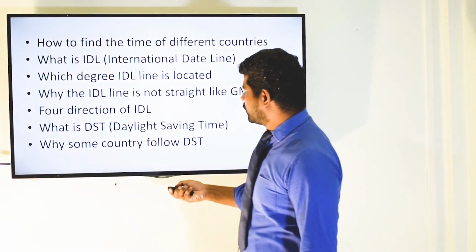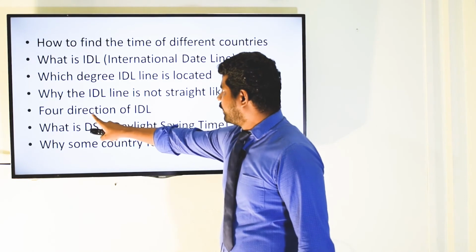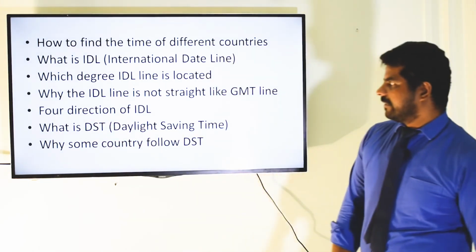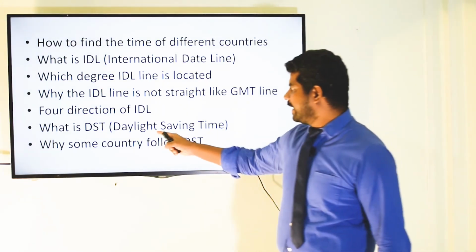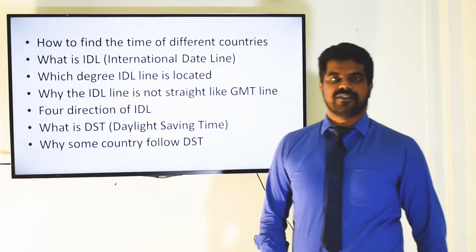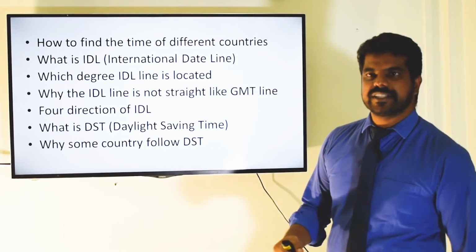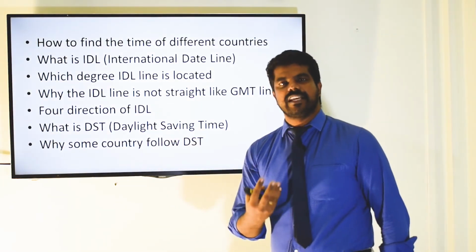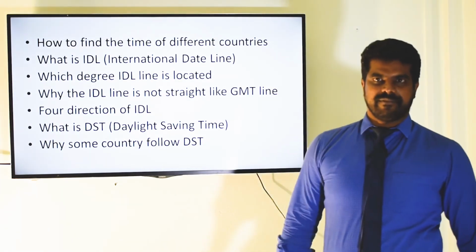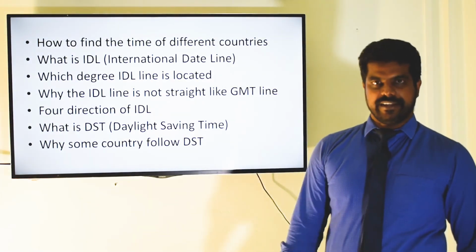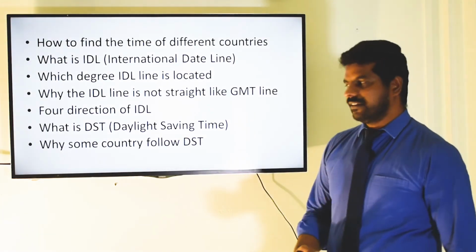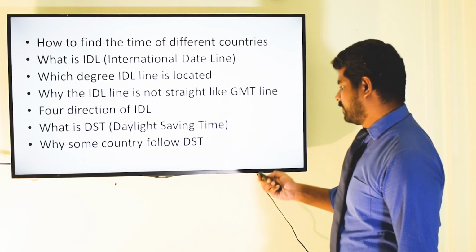Now we are going to look here. We have learned about the four directions of ideal and now what is DST, right? So DST means daylight saving time, right? The name clearly shows daylight saving. They are saving the daytime, they are saving the light of the daytime. That's what the name clearly says. What is that DST, the daylight saving time, right?